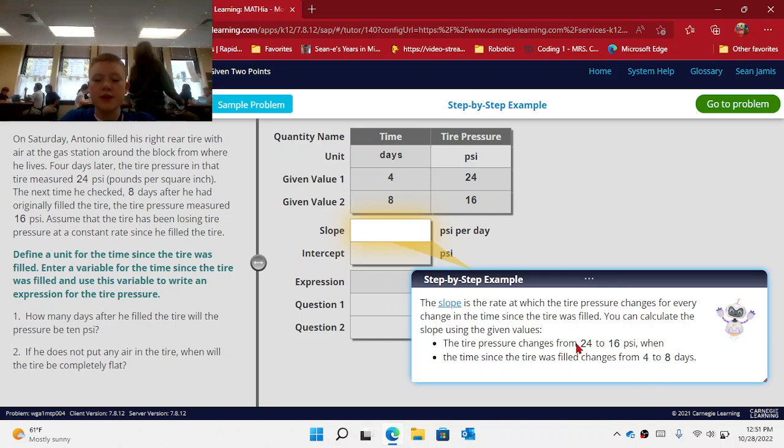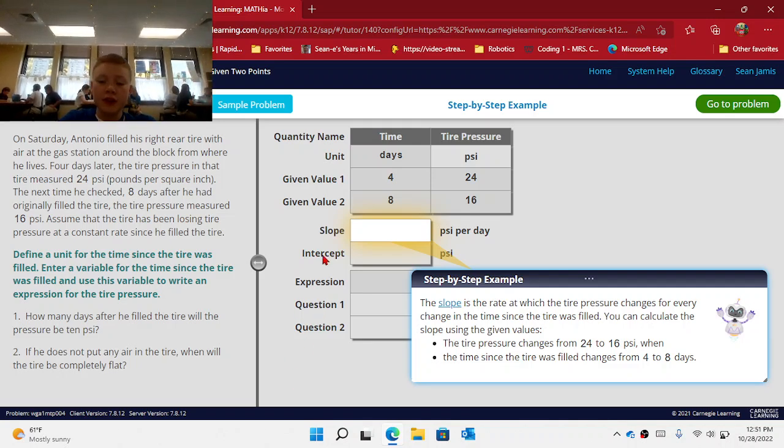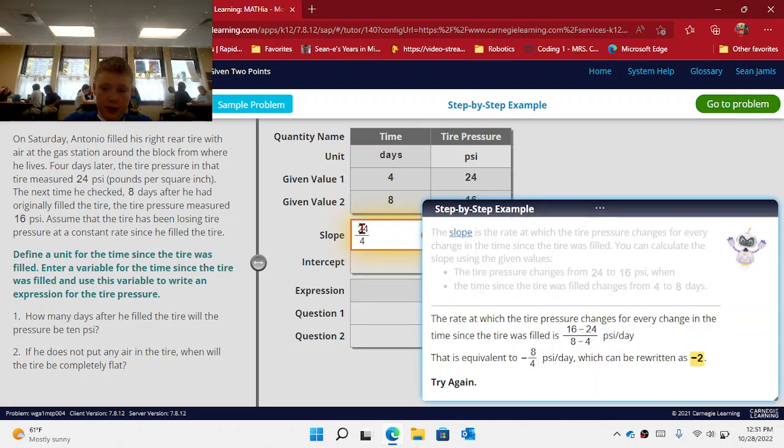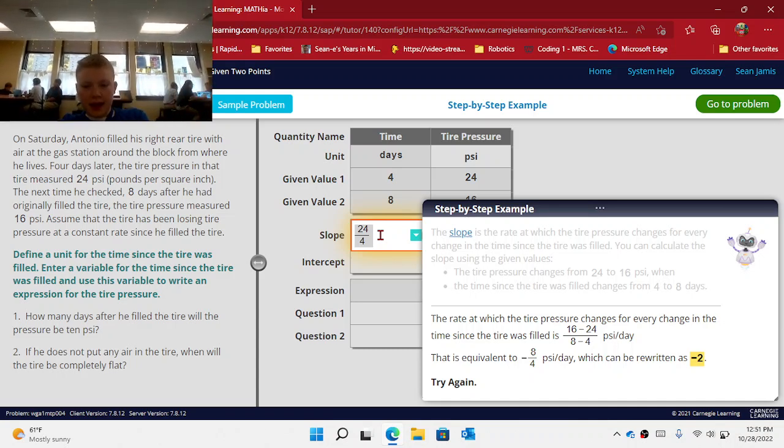Tire pressure changes from 24 to 16 psi when the time since the tire was filled changes from 4 to 8 days. The rate at which tire pressure changes for every change in the time since the tire was filled is 16 minus 24 divided by 8 minus 4 psi a day. That's equivalent to -8 over 4 psi a day, which can be written as -2.